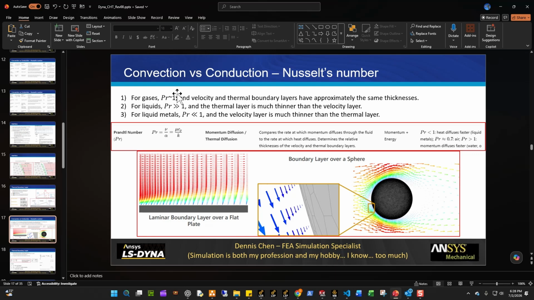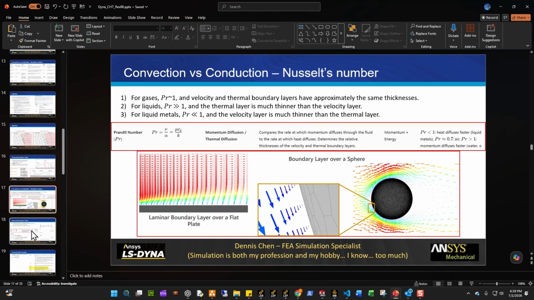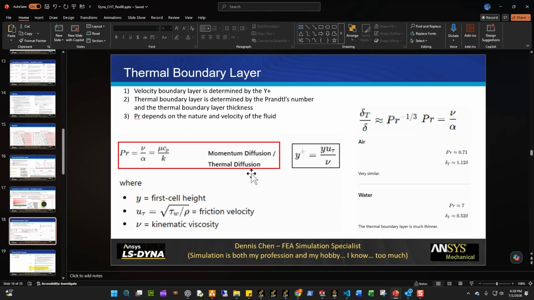So I wrote down some quick notes here. For gases, it's going to be around 1, which means your velocity and thermal boundary layers are approximately the same. For liquids, Pr is going to be way higher, and for a very viscous material, you're going to have something that's very, very small. So how does the Prandtl number play into the thermal boundary layer calculations? It's actually calculated based on this number here.